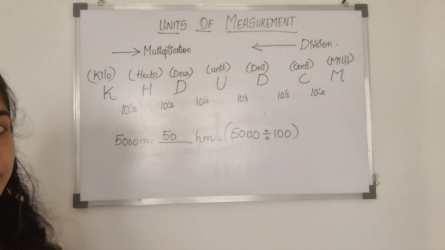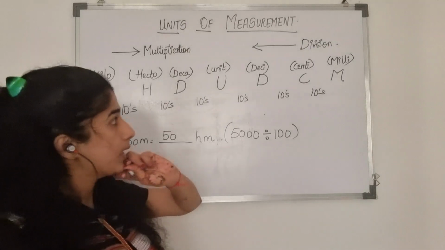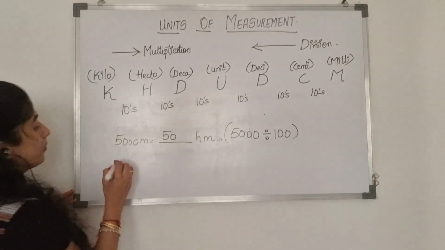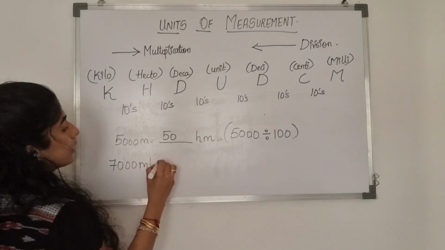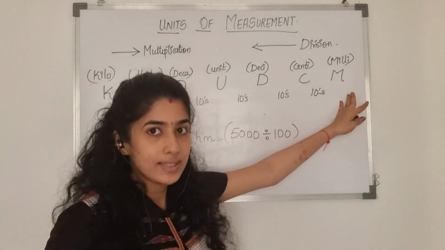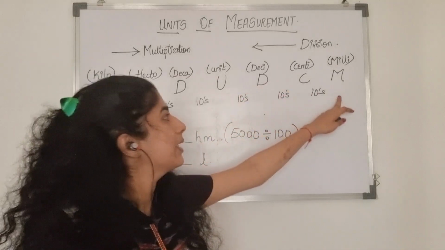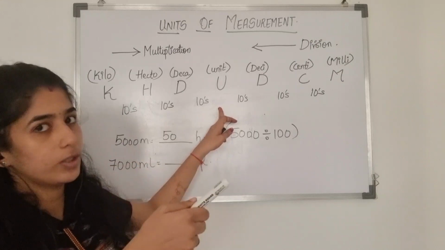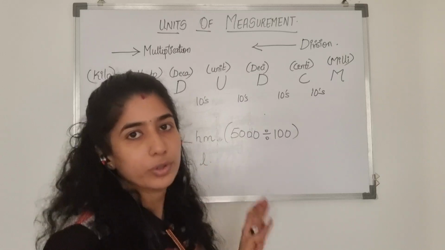That's it. Now the same logic we will apply again. Let's take milliliter. We will go for a capacity. If I am taking 7000 milliliter and I want to find how many liter it is, from the right hand side, milliliter, I am jumping to the basic unit which is liter. So from milliliter to liter, first I check whether it is going from left to right or right to left. From right to left it is going.